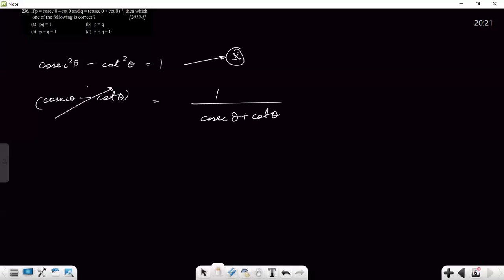This is given as equal to P. 1 by cosec theta plus cot theta, that is the inverse. So this is Q, which is our option number B. Clear? This is how easy it is.